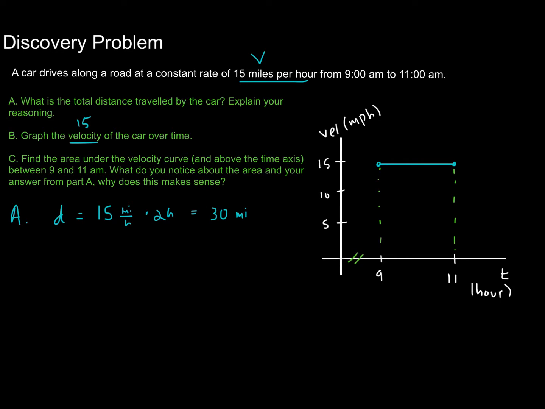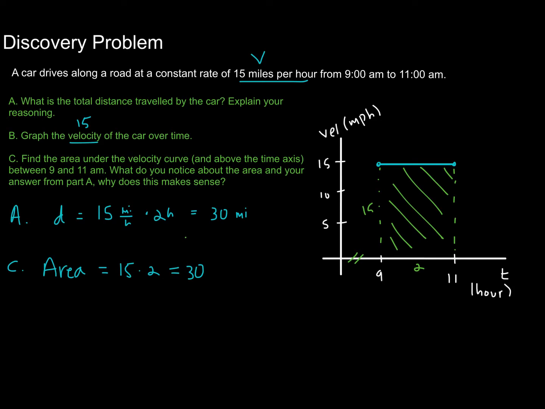Okay, so this area that we're looking for is the area enclosed here. And we can notice that this is a rectangle. So the area that I'm trying to find is, I'll shade it in here, is simply that area there. Well, you'll notice a couple things. The first is that the height of this rectangle is 15, and the width is 2. So to find the area underneath the velocity curve and above the time axis in between 9 and 11, I simply have to do 15 times 2.